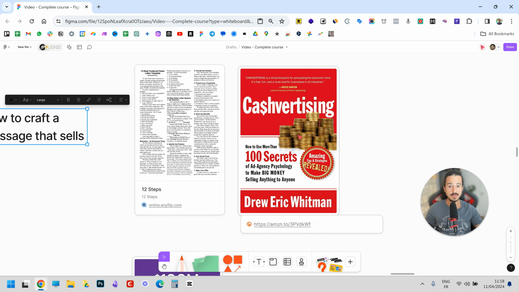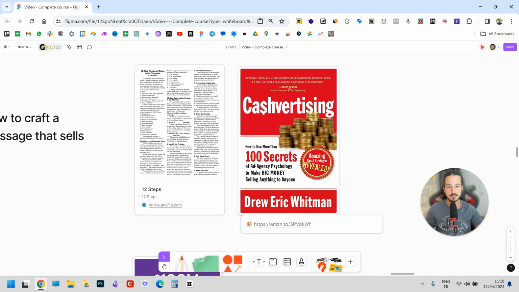Here we have two resources. The first is Cashvertising, which is a famous book. There are plenty of good books about advertising and marketing and psychological behavior. This one is fair enough. It's a very good one. So if you read that, you're already ahead of 95% of people that are trying to sell stuff on the internet.